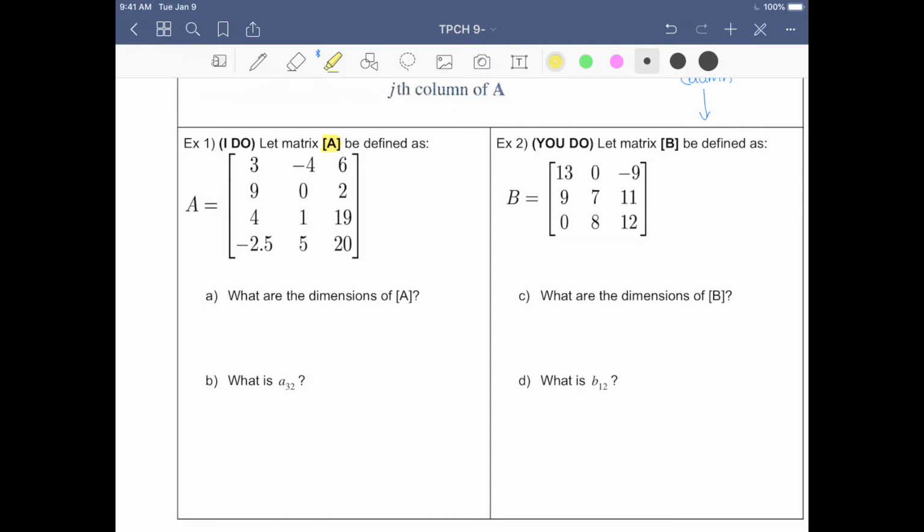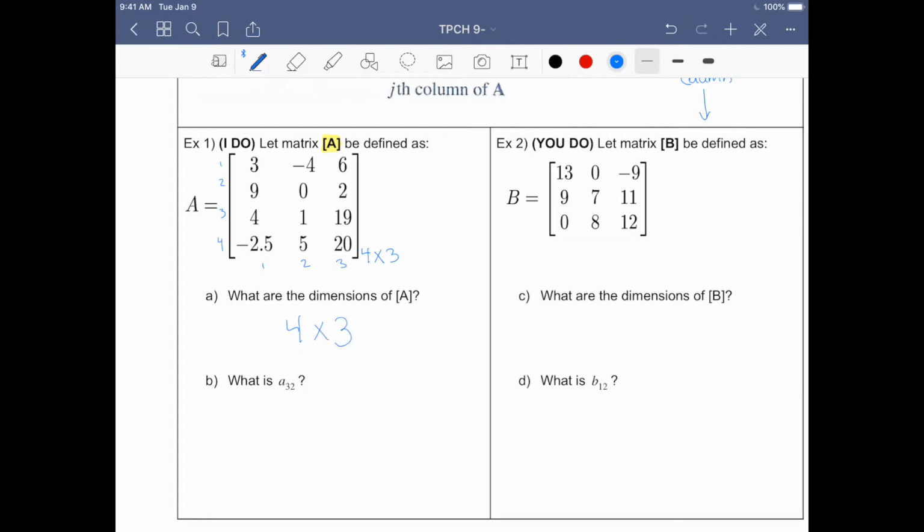Part A says, what are the dimensions of matrix A? So in order to find the dimensions, I need to know how many rows and how many columns I have. So I'm going to count. I have 1, 2, 3, 4 rows, and I have 1, 2, 3 columns. So this is a 4 by 3 matrix.